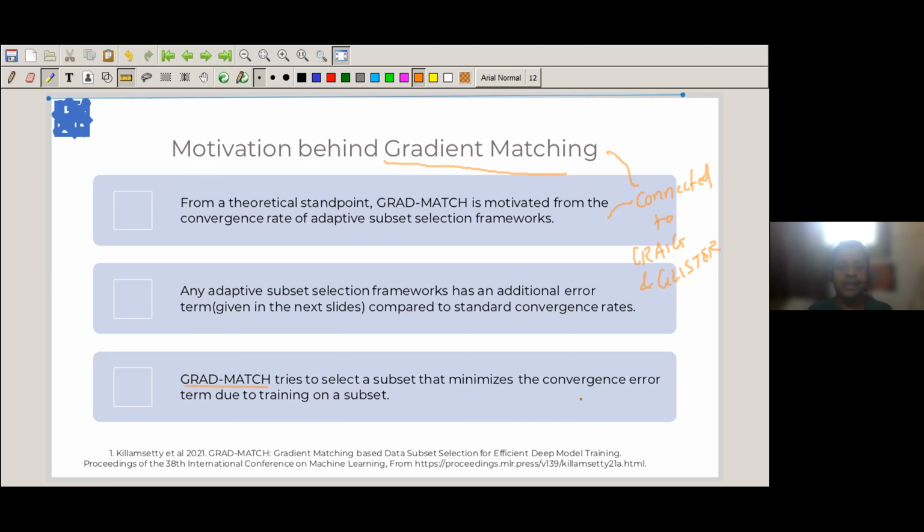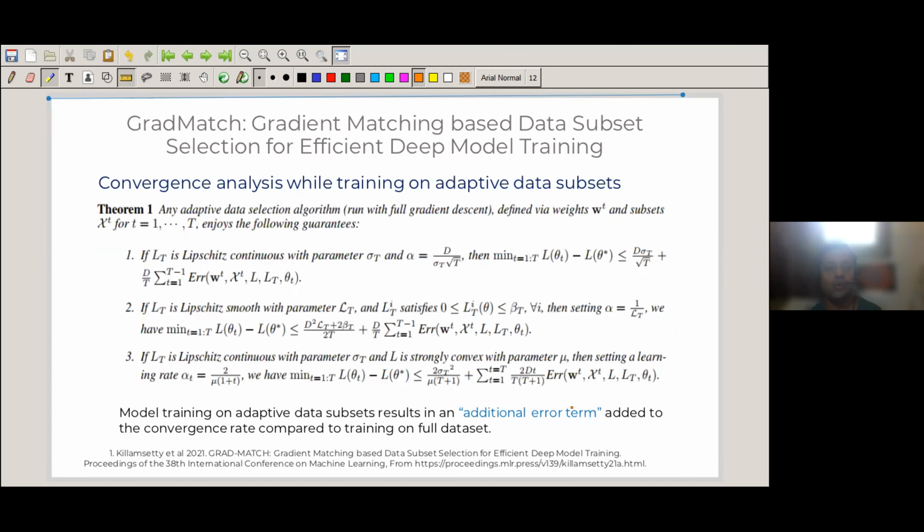So what is it doing? It's trying to select a subset that minimizes the convergence error term due to training on a subset. Now, Craig had this magical term gamma. We're going to try and learn that as well. So over to grad match.